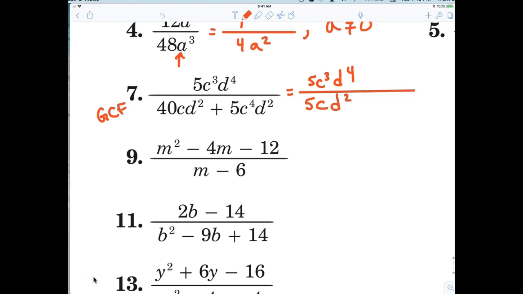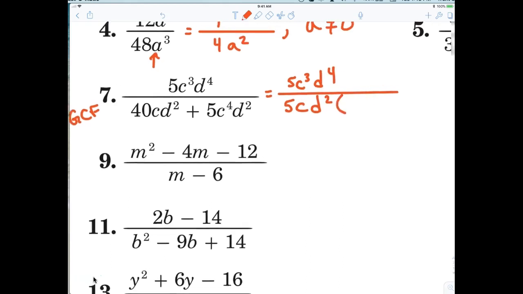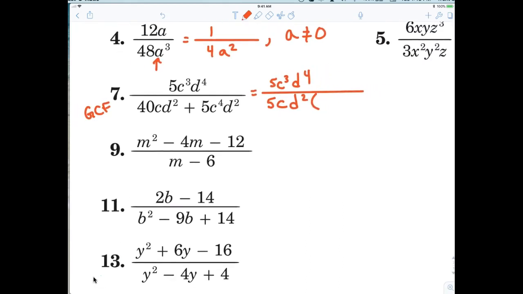Now, what's left behind? 8. Plus c to the third. Everybody agreeing with that? Again, it's not necessary to put the 1, but we're dividing. When we divide, 5 divided by 5 is 1. Anybody have any questions? All right.